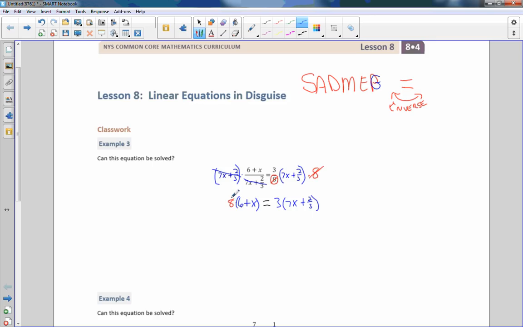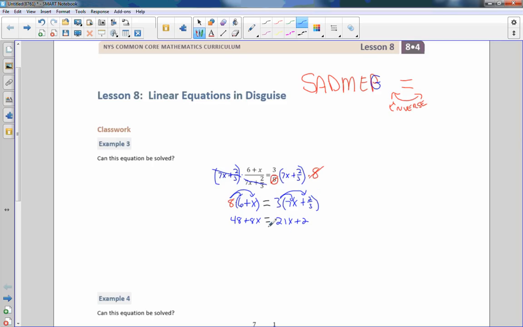In this case, we have the distributive property because I can't add what's inside. So now I'm going to multiply 8 times 6, which is 48, and 8 times x, which is 8x. And that is going to equal 3 times 7x is 21x. 3 times 2/3, the 3's will cancel, leaving 2. If that confuses you, 3 times 2 is 6. 6 divided by 3 is 2.